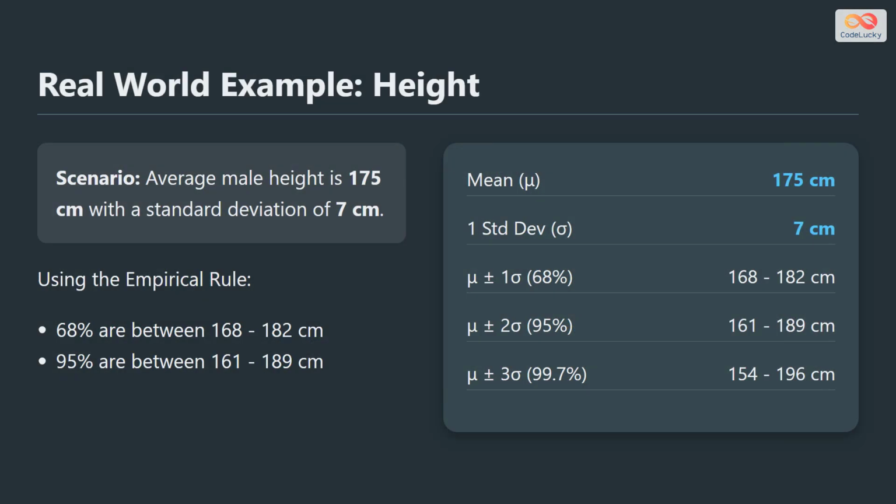Let's apply this to real life. Imagine a group of men with an average height of 175 centimeters and a standard deviation of 7 centimeters. Using our rule, we know that 68% of them are between 168 and 182 centimeters, and 95% are between 161 and 189 centimeters.